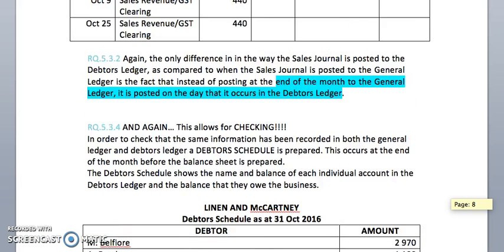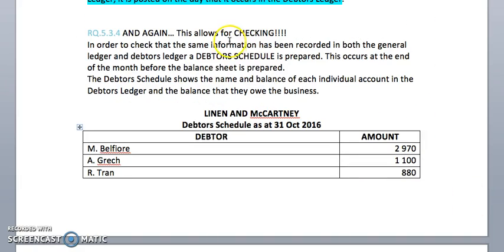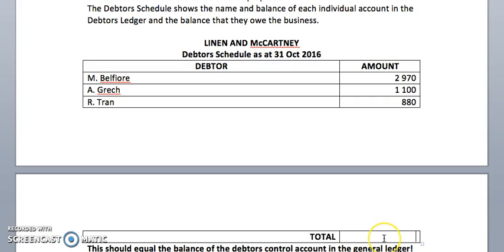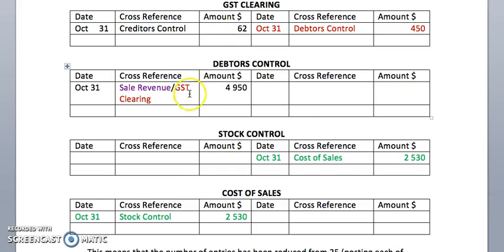So the total amounts that each of these debtors owe to us is going to be recorded in the debtor's schedule. The debtor's schedule is for checking back to the debtor's control account to make sure that everything that's gone in the debtor's control account is accurate based on everything that we've put in the debtor's individual accounts. Okay, so then we total these up and we put the total down here. So if we look at 4,950, this is the amount that should be sitting in our debtor's control account, 4,950. So they match up perfectly.